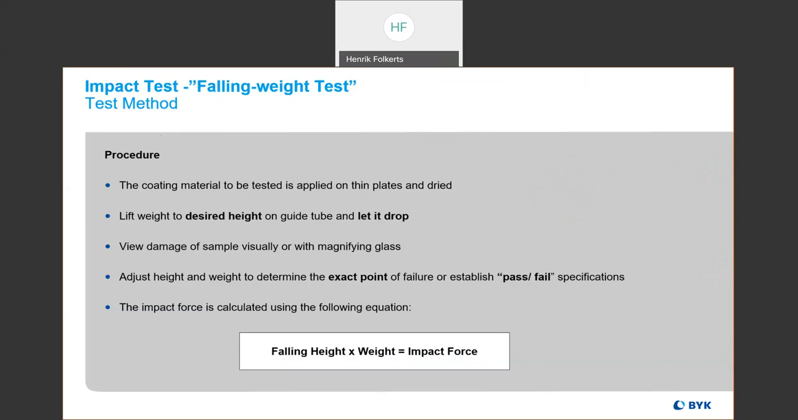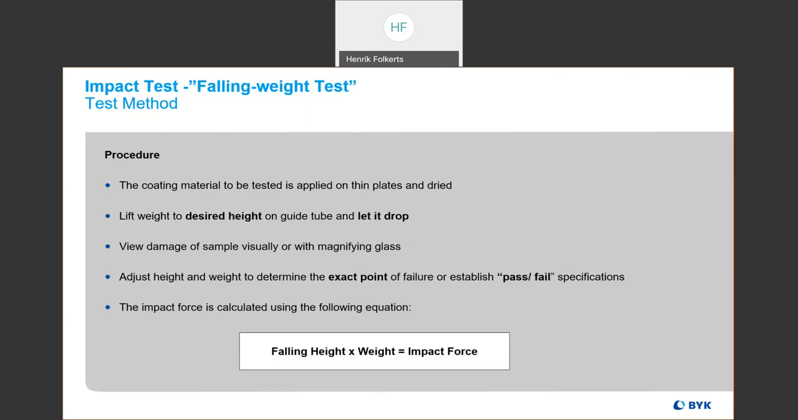So this sums up what we have seen in the video. The whole video is available on our website. In order to calculate the measurement result, you take the falling height times the weight. The result is your impact force, as you can see in the video on the last slide.